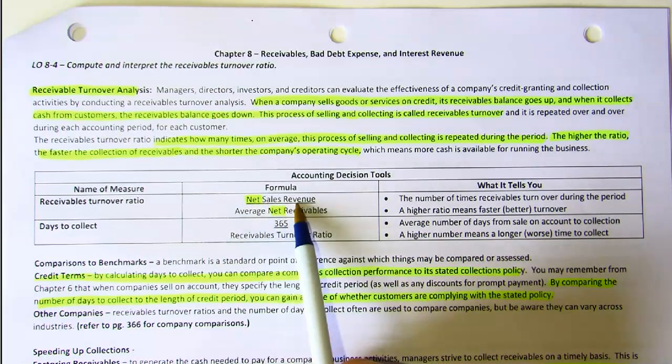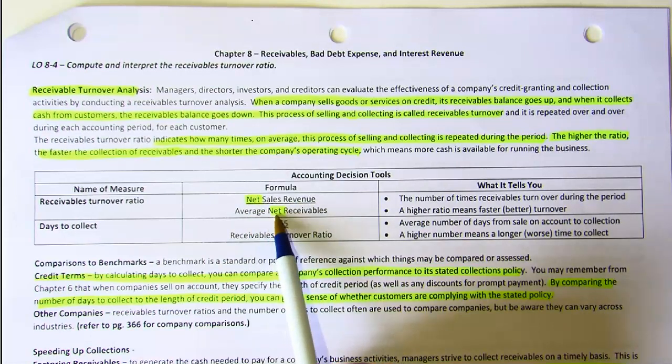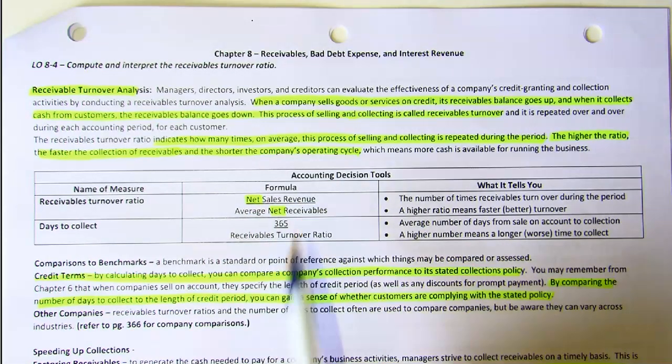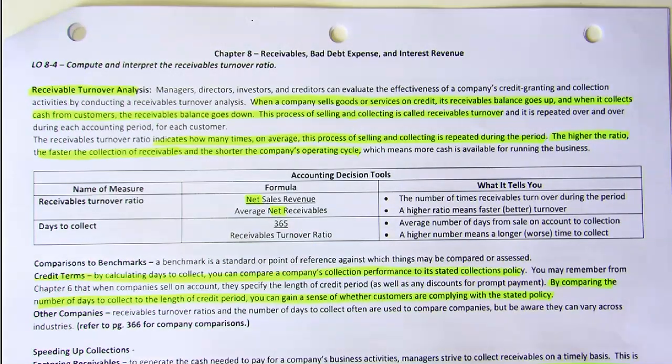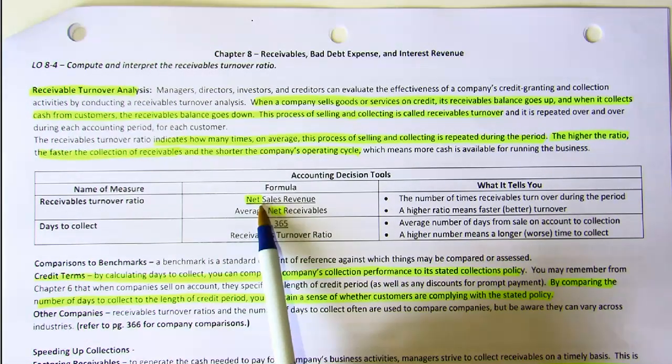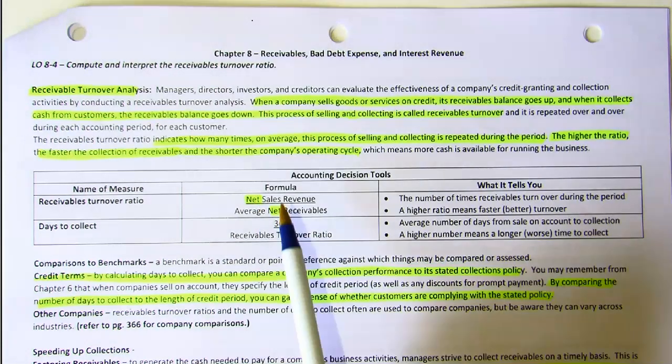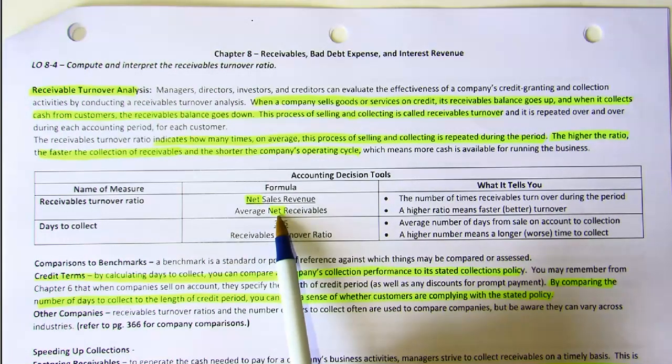The net sales revenue is divided by the average net receivables. We see the word net twice. And remember, net means something has been subtracted. Think back. What is subtracted from sales revenue? It's the discounts and returns and allowances. That gives us net sales. And what's subtracted from accounts receivable to arrive at net accounts receivable? It's the allowance for doubtful accounts.